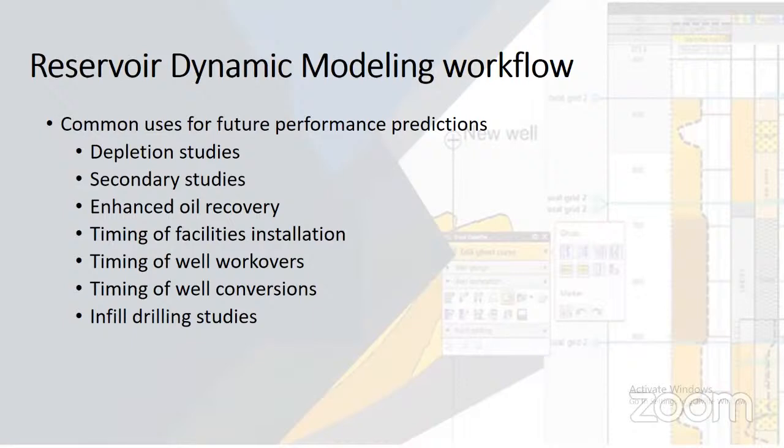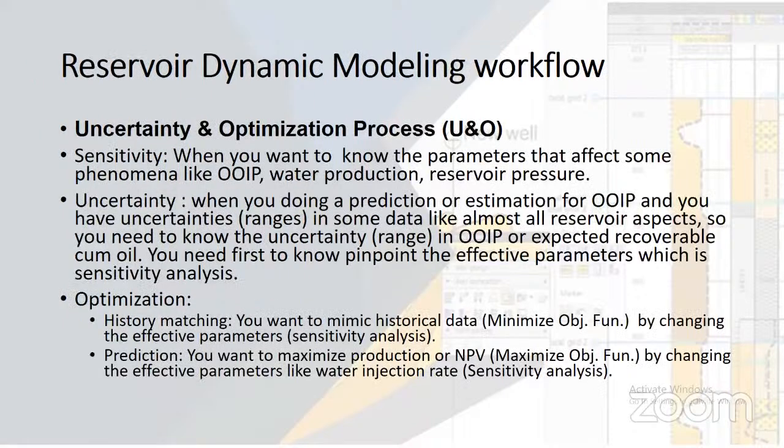That is for the production prediction. Okay? Then also, as we mentioned, we have uncertainty, sensitivity and optimization for the dynamic model, like we did uncertainty analysis for the oil in place for the static model. Okay, what is the difference between sensitivity, uncertainty, and optimization?